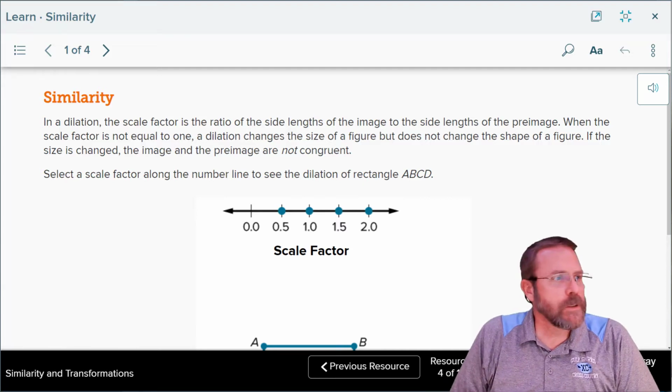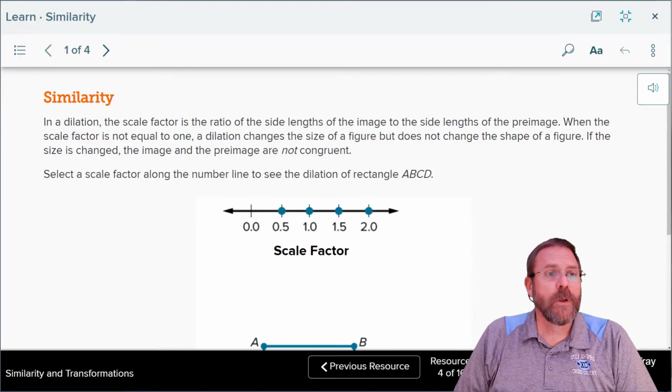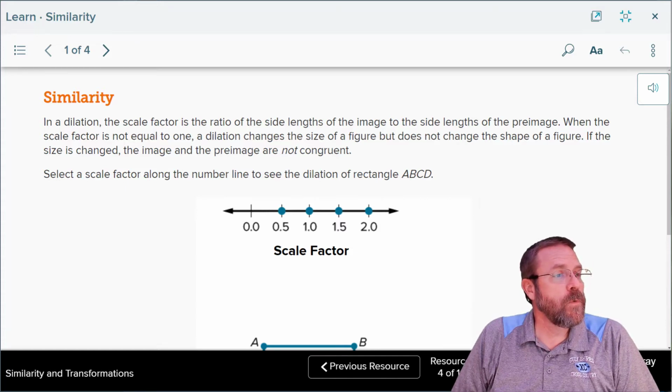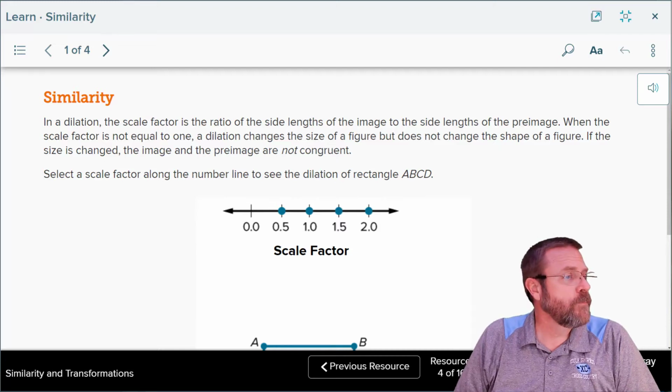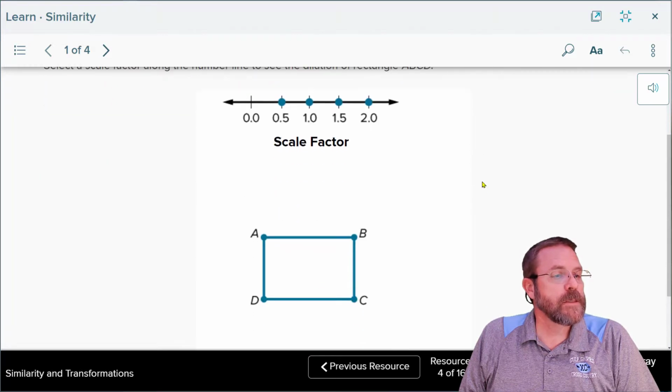In a dilation, the scale factor is going to be the ratio of the side lengths of the image to the side lengths of the pre-image. We've already done some work with this. When the scale factor is not equal to 1, the dilation changes the size of the figure, but does not change the shape of the figure. We've already learned that. If the size is changed, the image and the pre-image are not congruent, and we've already learned that as well. Set the scale factor along the number line of the dilation for rectangle ABCD.